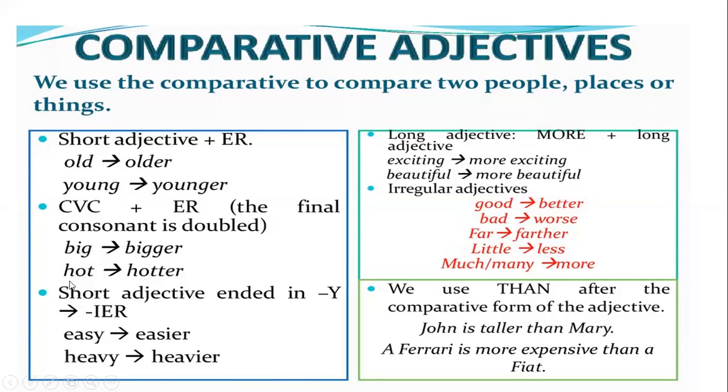For example, here, big. In the case of big, I have a consonant, B, I have a vowel, I, and I have the other consonant, which is G. So in this case, the rule says that I have to double the last consonant, and it says bigger, right? Bigger. Hot, hotter, right? Because I have a consonant, vowel, consonant.